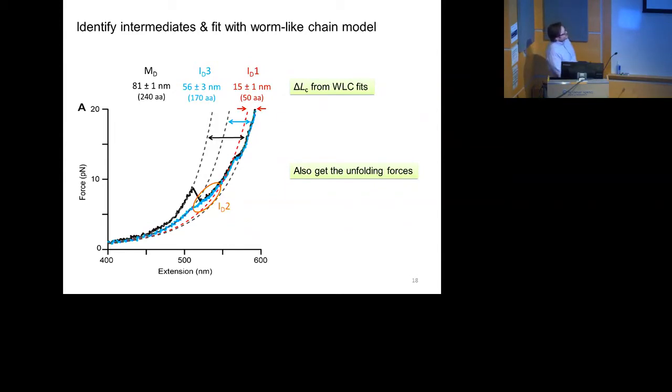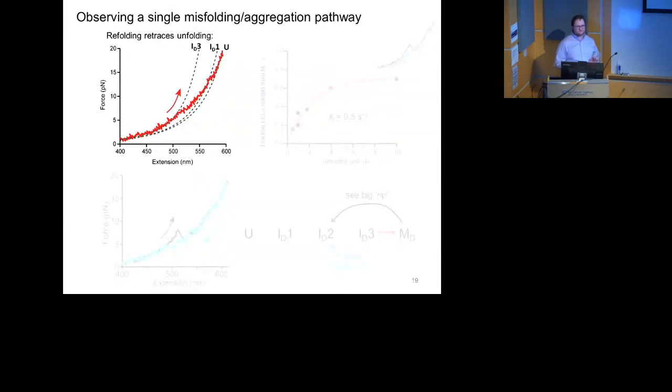And then there's actually another intermediate in here. I'll skip over the details of how we identify all these intermediates, but suffice to say, again, there's a deviation from the worm-like chain, and that's the protein still doing something. So between intermediate 3 and intermediate 1, there's still some unfolding going on, and we think that's intermediate 2. And so we can get the forces and the contour length changes for all of these intermediates.